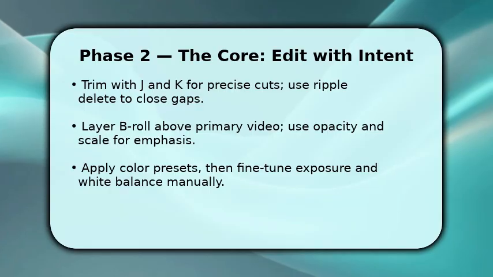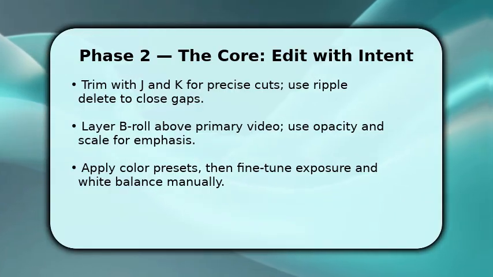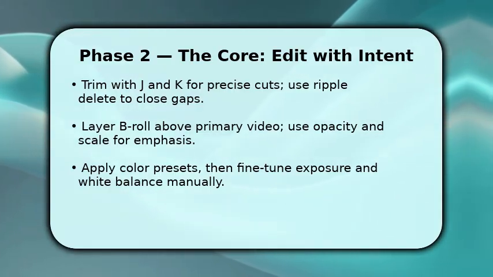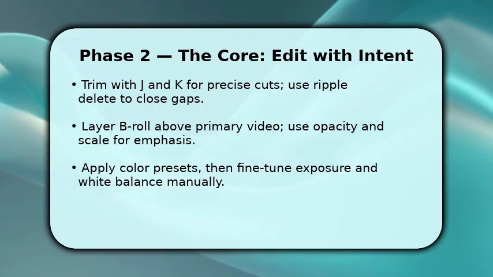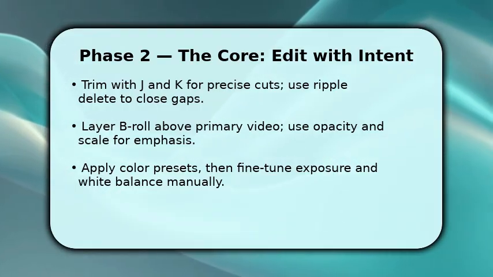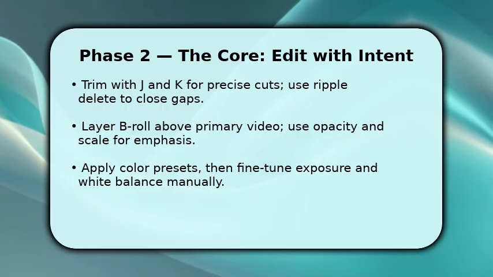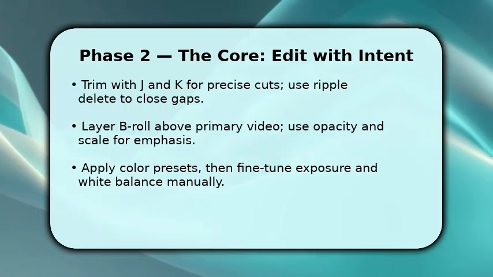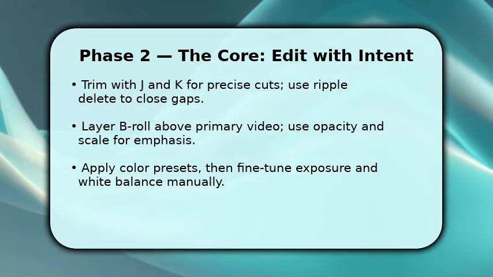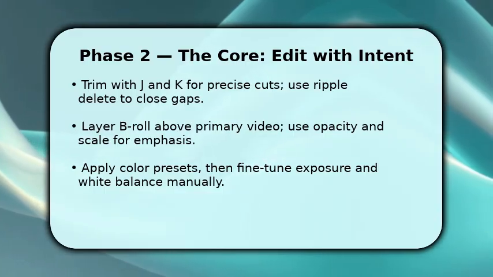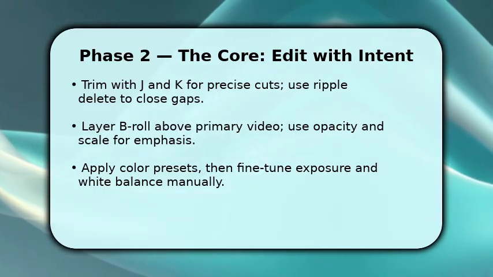Start by blocking the main timeline, remove silence and obvious errors, then tighten pacing with short, rhythmic cuts. Once the main track sings, add B-roll above the primary footage to support claims or visuals, lower opacity or scale to create depth. Use transitions sparingly, cut for energy, fade for calm.